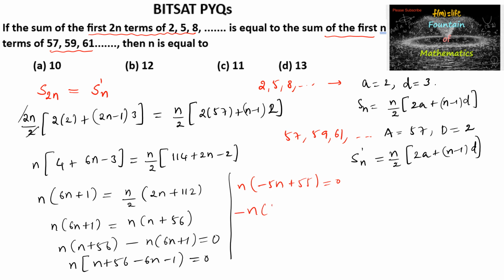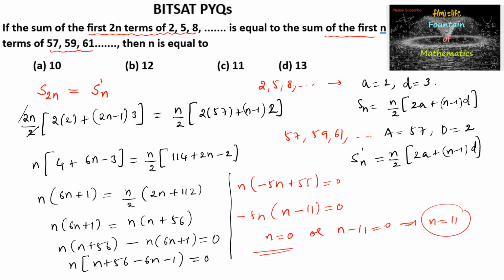Taking 5 common, minus 5n times (n minus 11) is equal to 0. So we can say either n is equal to 0 or n minus 11 is equal to 0, that is n is equal to 11. n cannot be 0, so n is equal to 11. So we can go with option C.